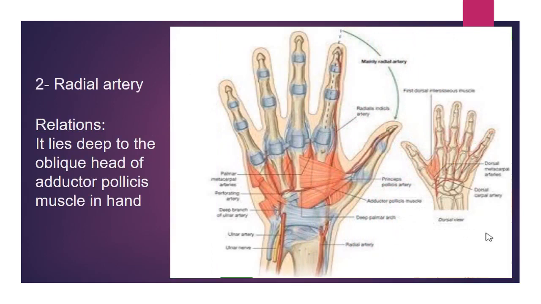Talking about the relations of radial artery in the hand, here is the dorsal aspect of the hand, here is the palmar aspect of the hand. In this view, you can see the radial artery leaves the forearm by winding backwards around the wrist. Then it passes superficial to the scaphoid and trapezium. This is scaphoid, this is trapezium bone. The radial artery lies superficial to these bones and enters the anatomical snuff box.